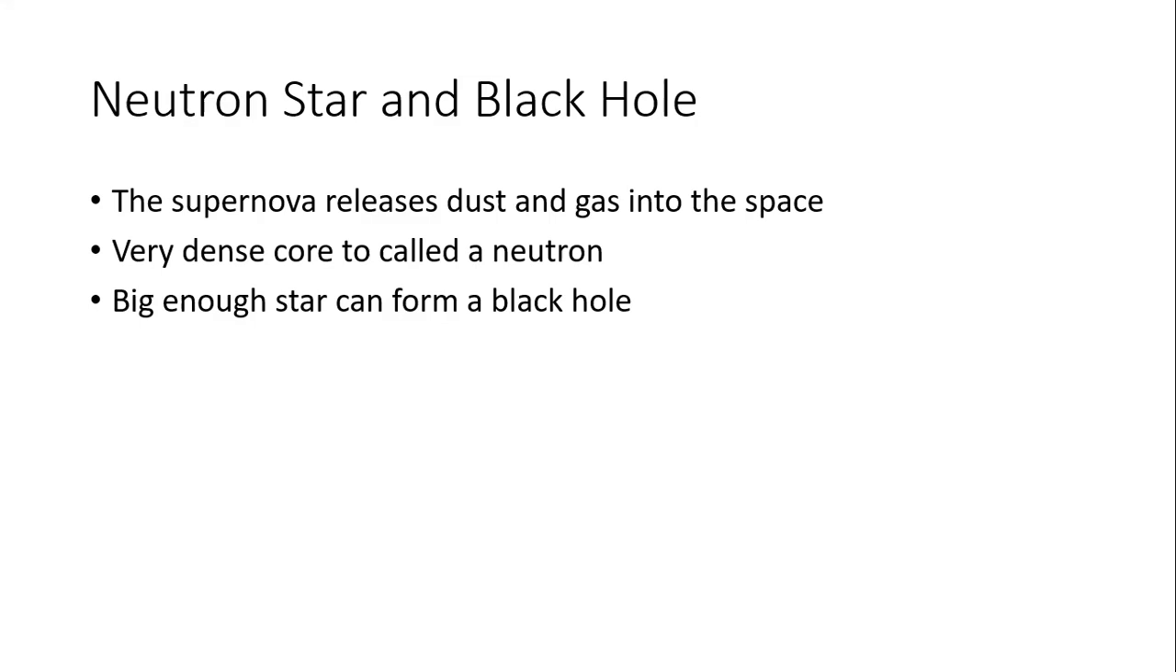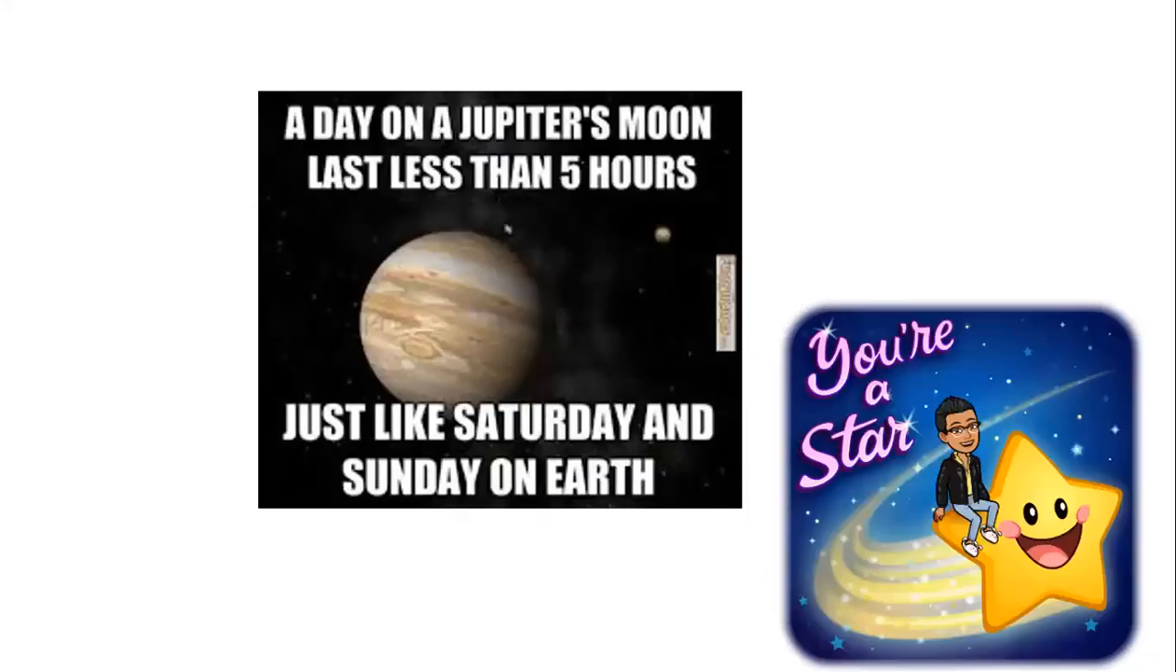Okay, gosh, you're such a star, you know, going through all them stages of life and death of a star. What was that about? I thought this was quite interesting. A day on Jupiter's moon lasts less than 5 hours. Time must really fly on Jupiter. It's very, very similar to Saturday, isn't it? And Sunday on Earth, especially that Sunday where it feels like it's just an hour on Sunday.